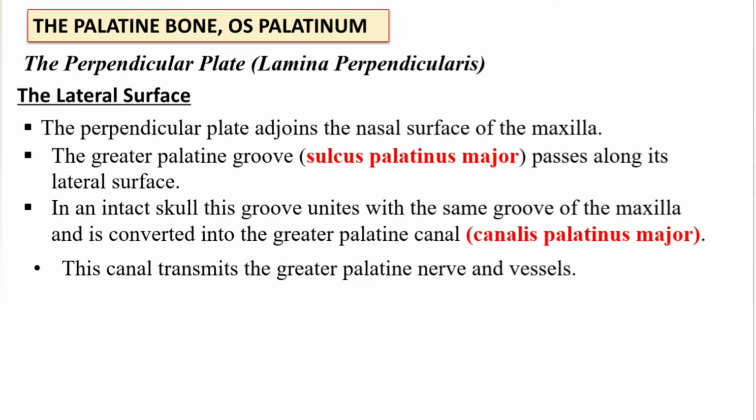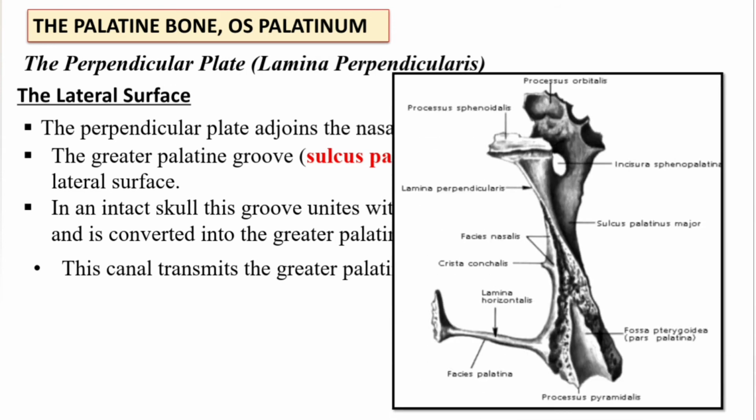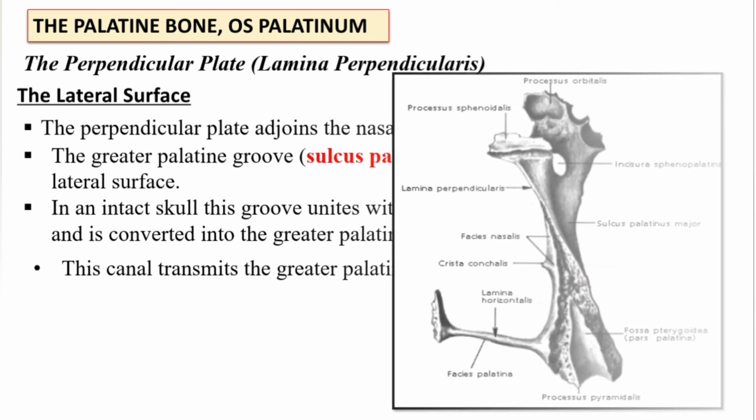What's important about this canal? This canal transmits the greater palatine nerves and vessels. So you can see here this sulcus palatinus major. This is the sulcus I am talking about. So that was about the lateral surface. Let's see the medial surface.